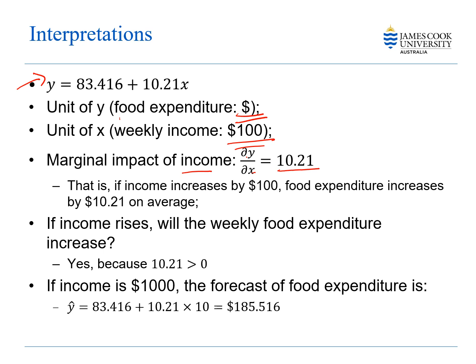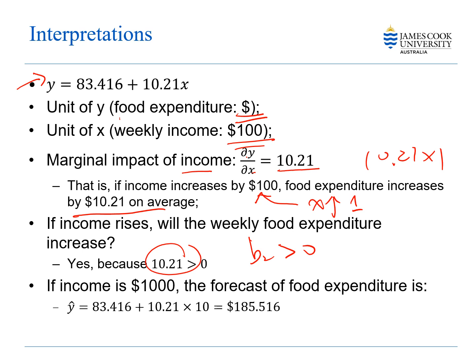This means what? This means if income goes up by $100, which means the unit of X is $100, so that means X increased by 1. Then food expenditure increase will be 10.21 times 1, which is $10.21 on average. Okay, if income rises, will the weekly food expenditure increase? The answer is yes, because our estimate B2 is positive. And we actually need to conduct hypothesis testing. We will do this in the future.